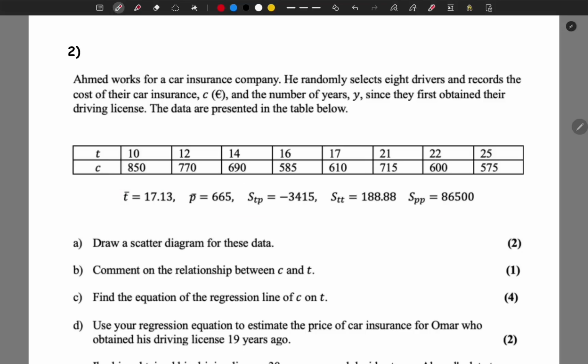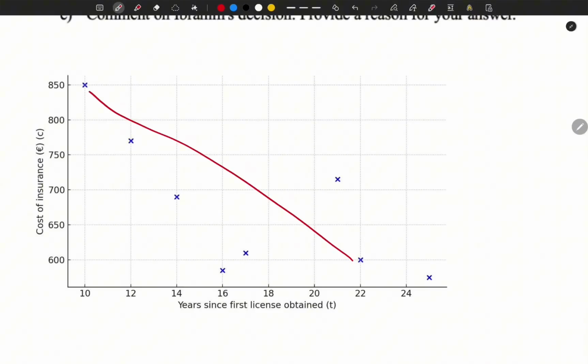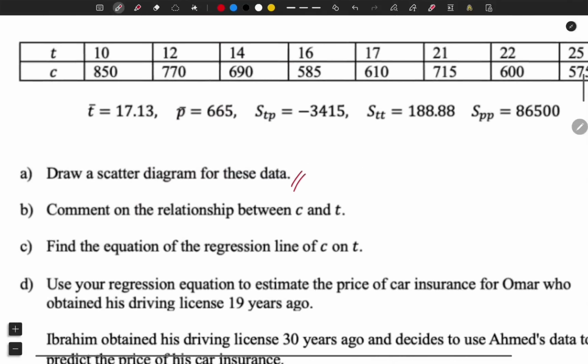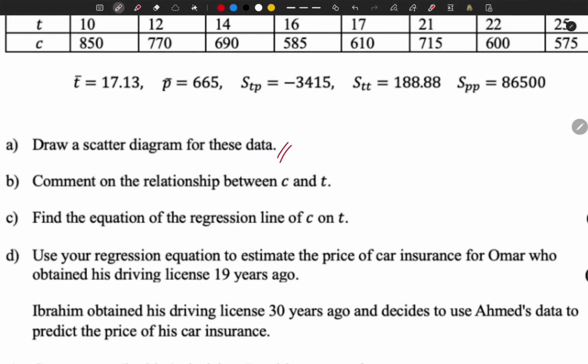Now in the first part, we need to draw a scatter diagram for these data. So it's very easy. In the x-axis, there needs to be the variable t, and in the y-axis, there needs to be the variable c. So the scatter diagram looks something like this. And from this scatter diagram, we can see that it's a negative correlation. So in the second part, we need to comment on the relationship between C and T. So it's basically negative correlation.